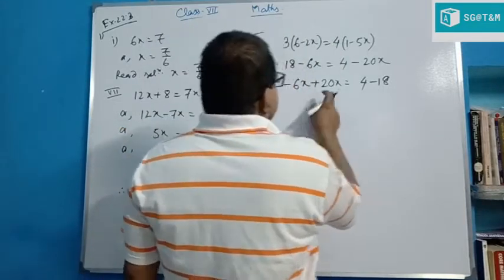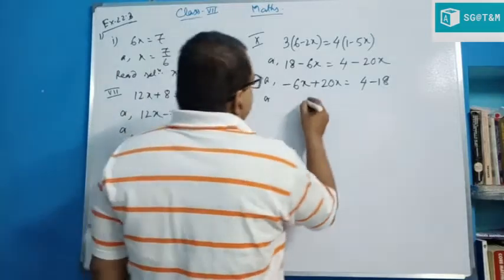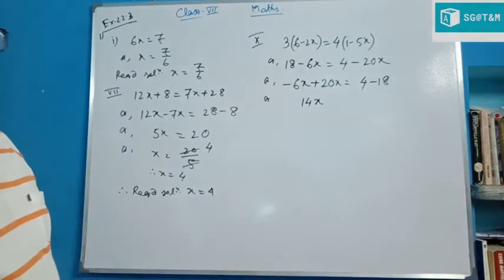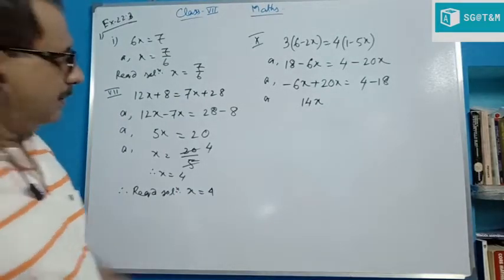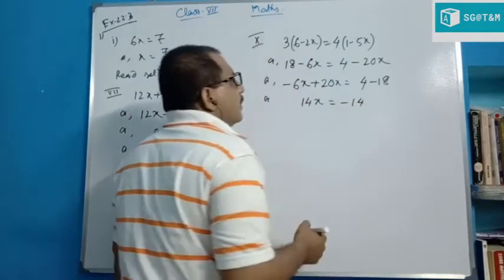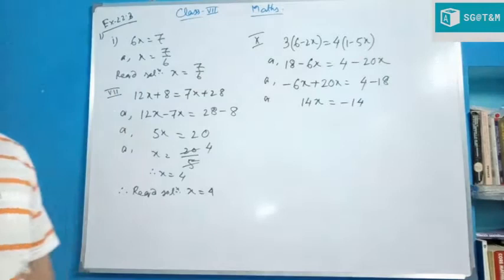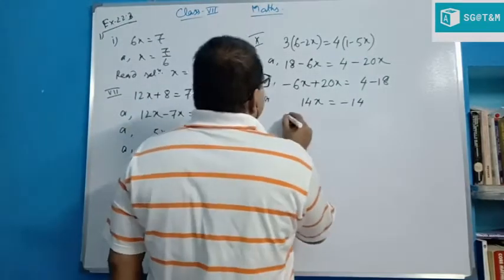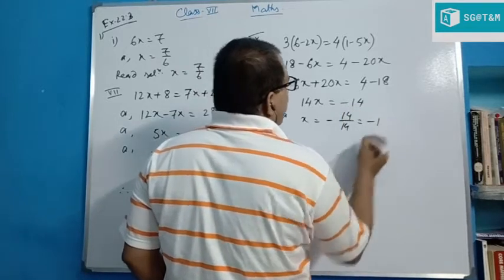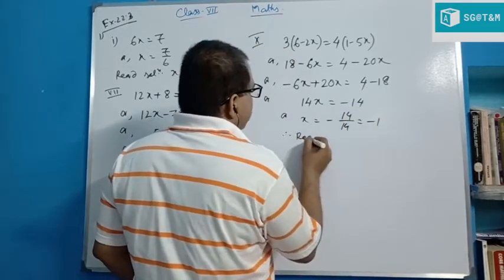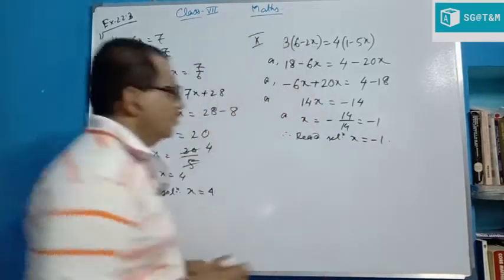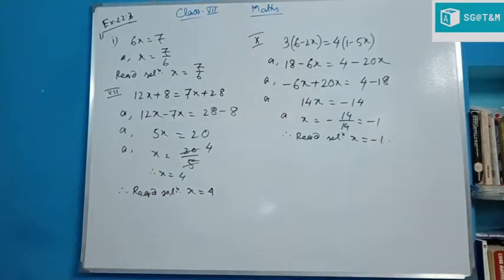Therefore, minus 6x plus 20x, how much? 14x. And 4 minus 18, that is minus 14. Therefore x is equal to minus 14 divided by 14, that is equal to minus 1. Therefore the required solution, x is equal to minus 1.